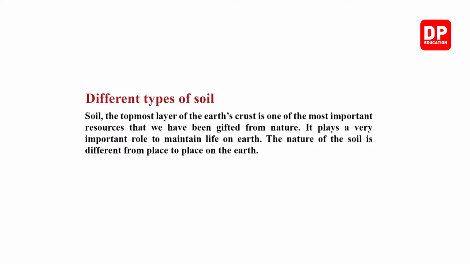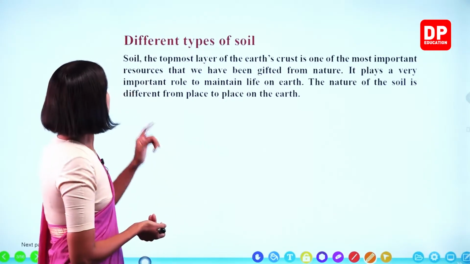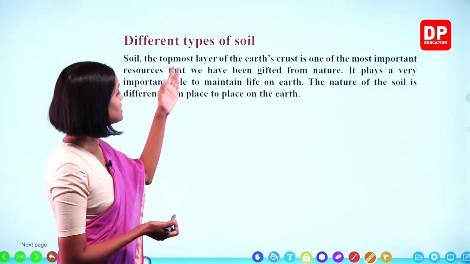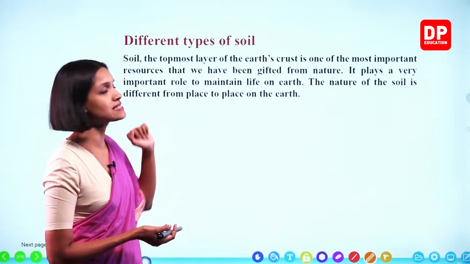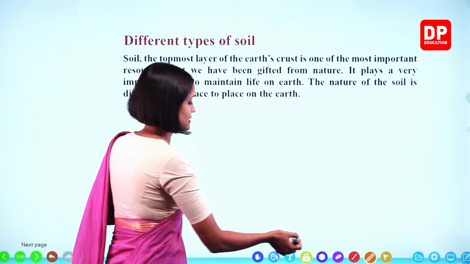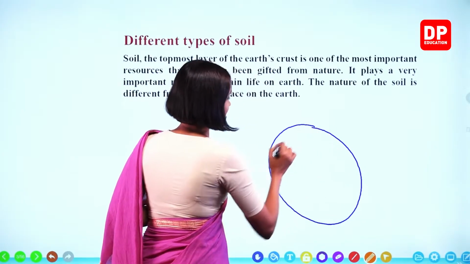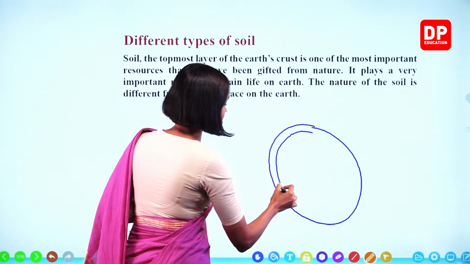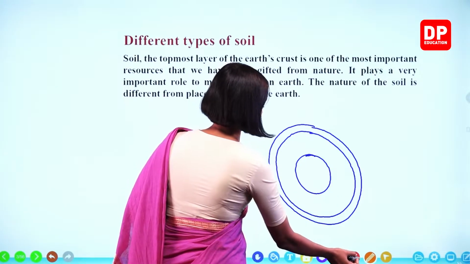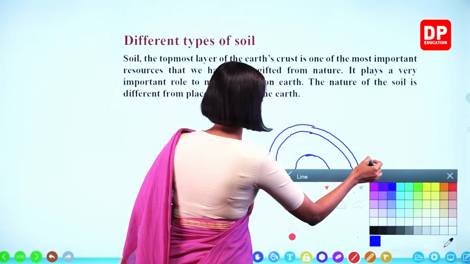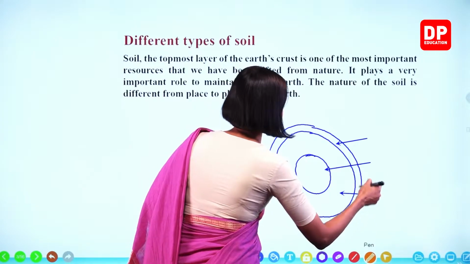So where can we find soil, children? Soil we can find on the surface of the earth, okay? Soil is the topmost layer of the earth's crust. Now do you remember what the earth's crust is? We completed the lesson about the different layers of the earth, right? So do you remember, when you consider the earth, the earth has three main layers. The outermost, thinnest layer is known as the crust. And there are two more layers as well. What are they, children? These layers are known as the core and the mantle, and the outermost layer is known as the crust.